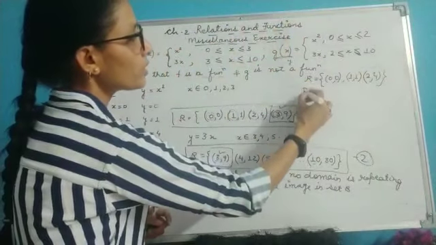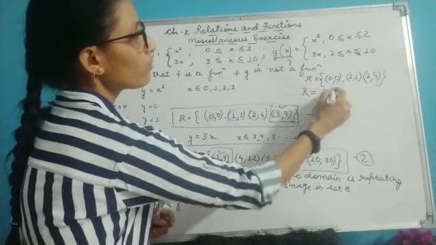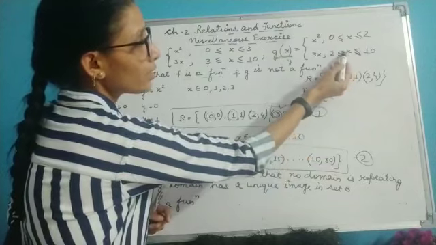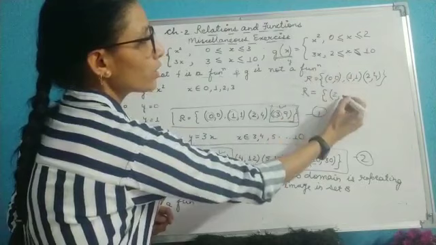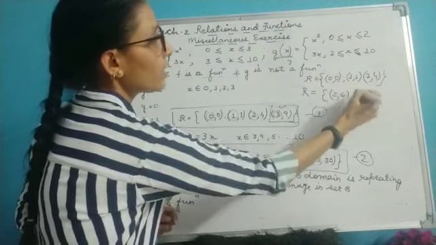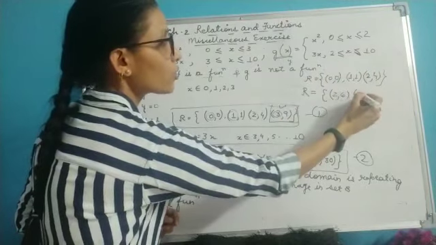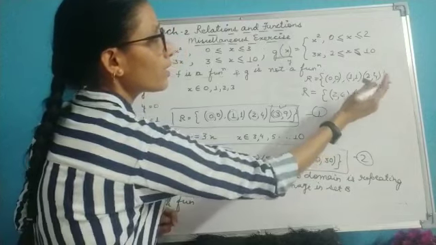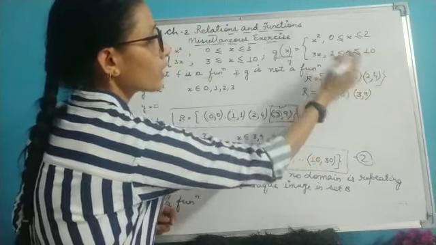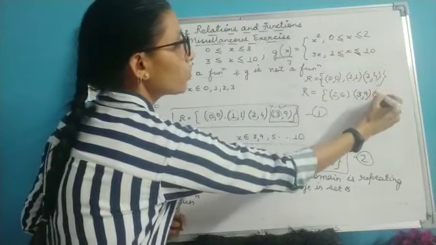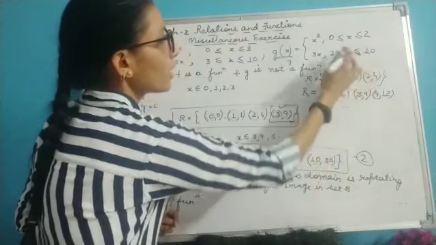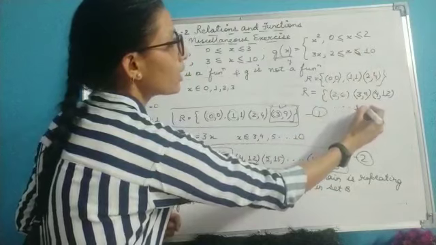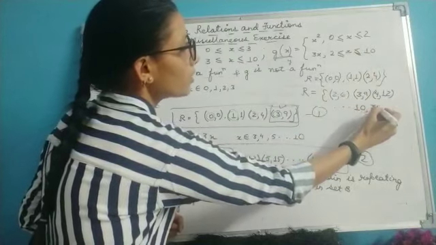Now frame out the second relation. Here x is greater or equal to 2. So if I have x as 2, then your y will be 6. If I have x as 3, then y will be 9. Then again if I put x equal to 4, then it is 12, and so on. If I put x as 10, then it will be 30.